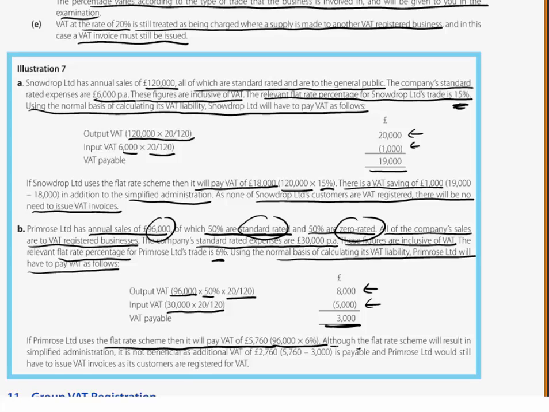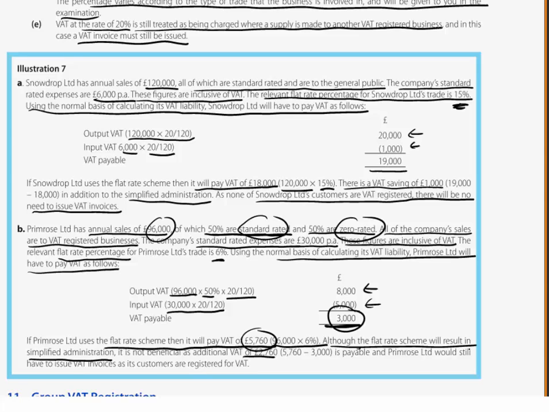So as the note says, although the flat rate scheme will result in simplified administration, again it's a very easy calculation of VAT, it's not beneficial because we're going to pay additional VAT of 2,760. We're going to be paying 5,760 instead of 3,000. This is not worthwhile.